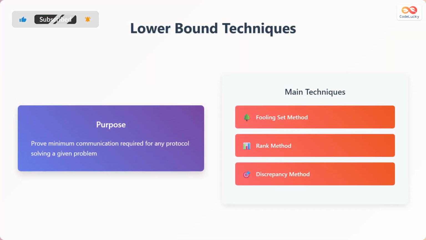Lower bound techniques are used to prove the minimum amount of communication required for any protocol that solves a given problem. The main techniques used for this purpose are the fooling set method, the rank method, and the discrepancy method.